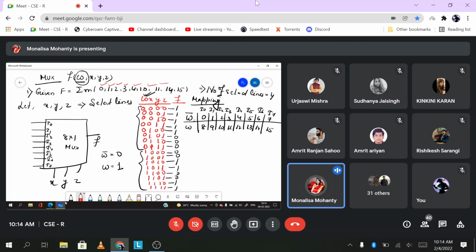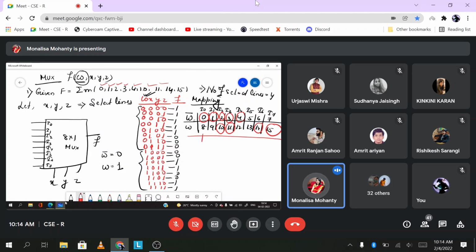Then circle the minterms where you are having F value as 1. So this is minterm 0, minterm 1, 2, 3, 4, then 10, 11, 14, 15. Now find the answer.